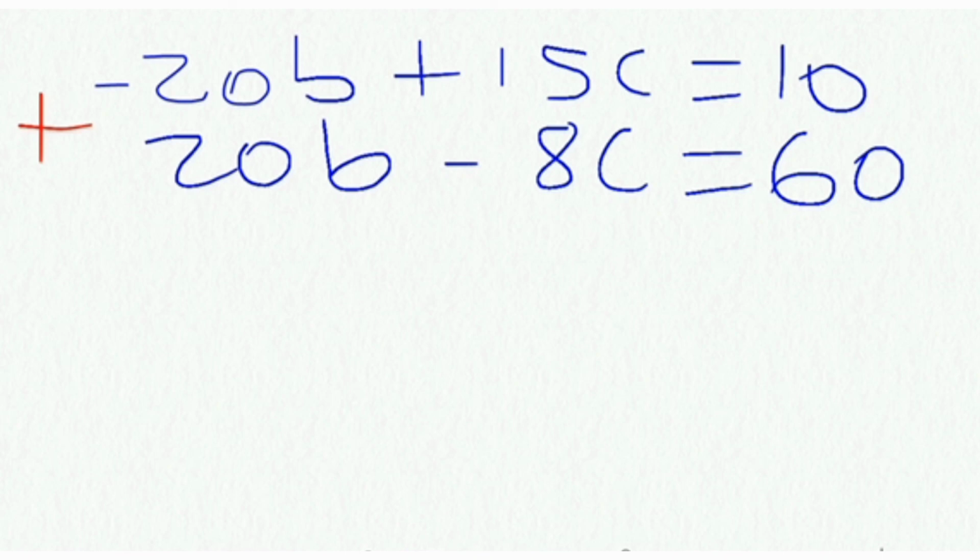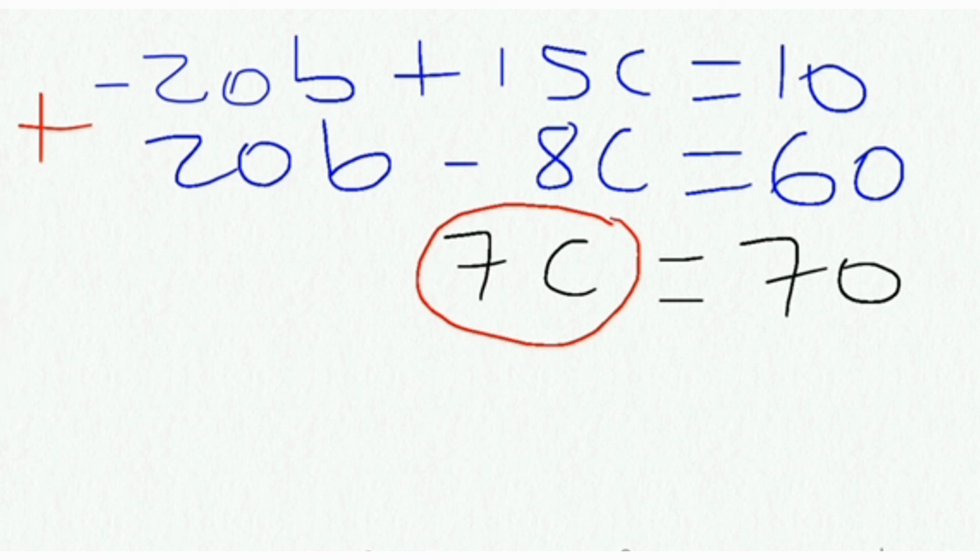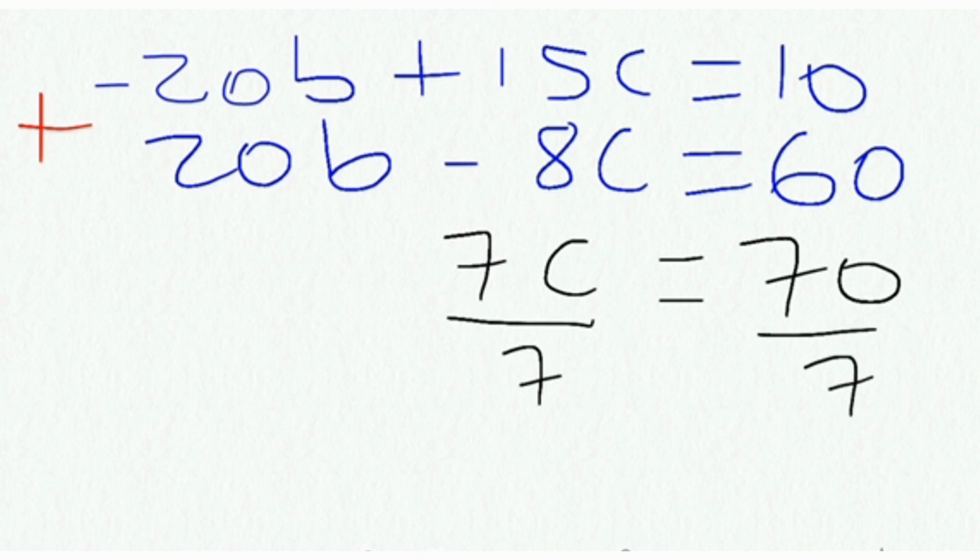Negative 20b plus 20b, that is 0. 15 plus negative 8, that is going to be 7c is equal to, and 10 plus 60, that is 70. Look at the sign between 7 and c. There's a multiplication sign, and the opposite of multiplication sign is division. So meaning we are going to divide both sides by 7. Divided by 7, divided by 7. c is equal to 70 divided by 7, that is 10.